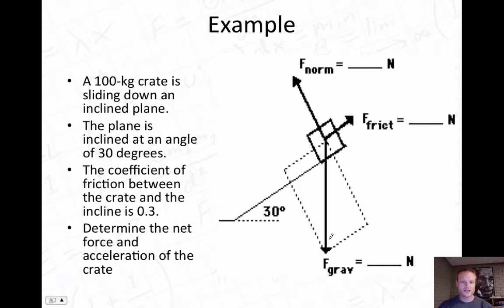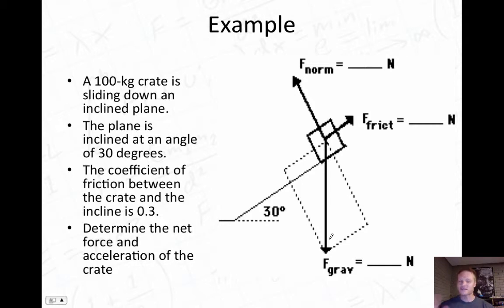All right. It says a 100-kilogram crate is sliding down an inclined plane. The inclined plane is at an angle of 30 degrees. The coefficient of friction between the crate and the incline is 0.3. Determine the net force and the acceleration of the crate. So I would love to have used that formula that I just talked about in the previous slide. The problem is that there's another force other than gravity acting on this box, and that's the force of friction. Okay, and that's going to cause issues in terms of how fast this box accelerates down this plane.